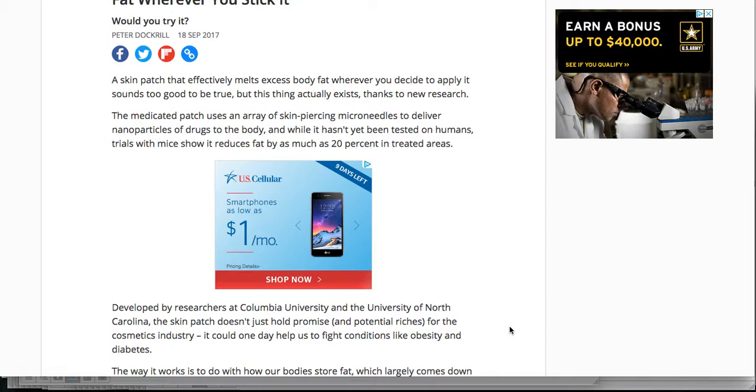And so I think that might have been something they could have included earlier, because that's really part of the bottom line, at least from my perspective: not only is it a patch with microneedles, and not only can it really reduce fat, but it can also do it with limited side effects, which to me is really the most important thing.